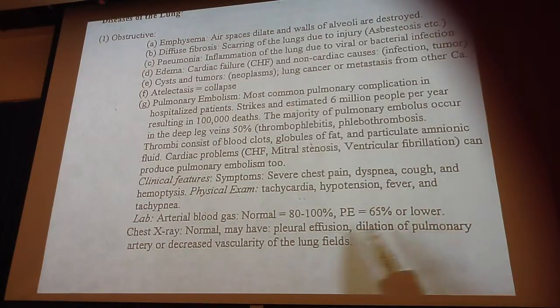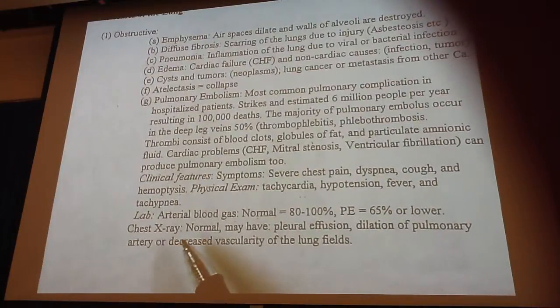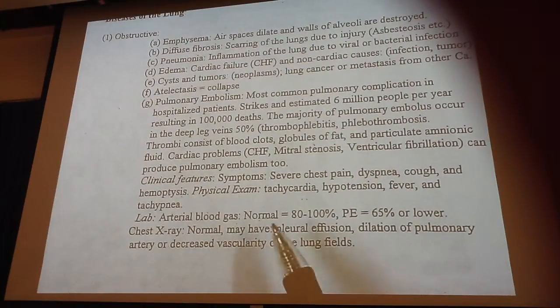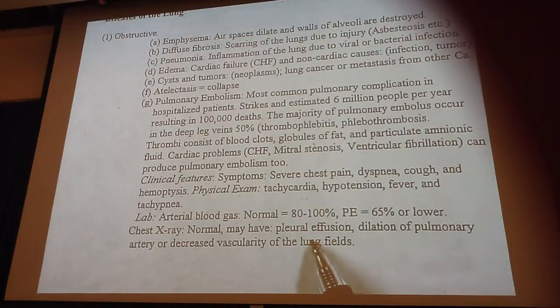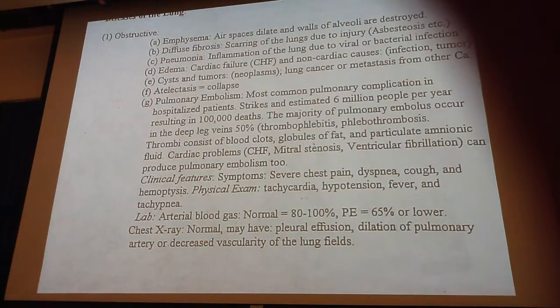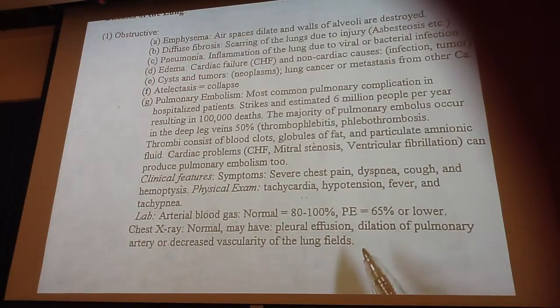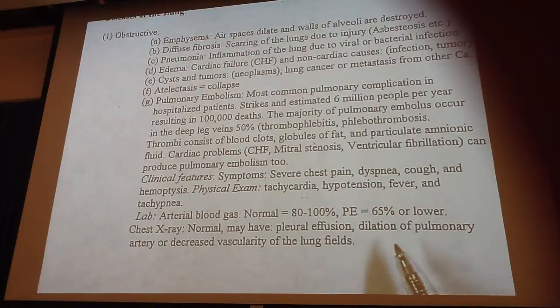Chest x-ray, they may have normal chest x-rays. Usually if we have an area where there is pulmonary embolus, you won't see the vasculature continuing out into the lung fields. So a chest x-ray should look relatively normal, but you may have decreased vascularity in the lung fields. You also may have dilations of the pulmonary artery.